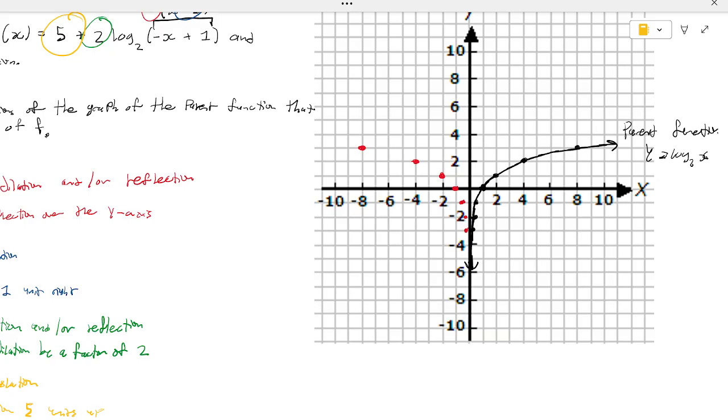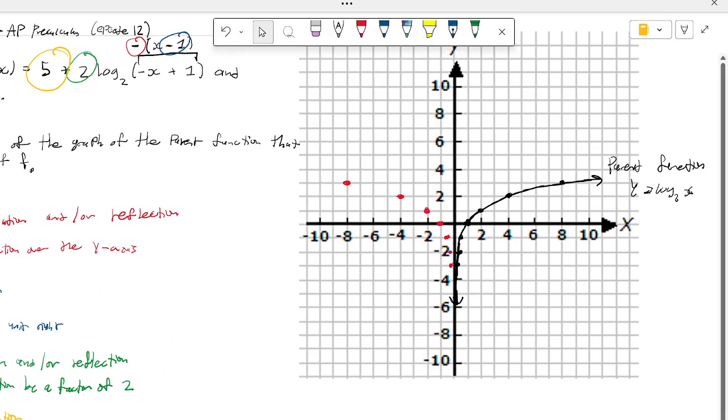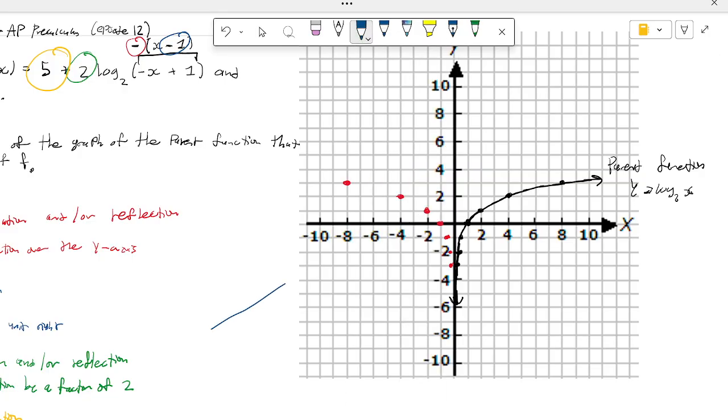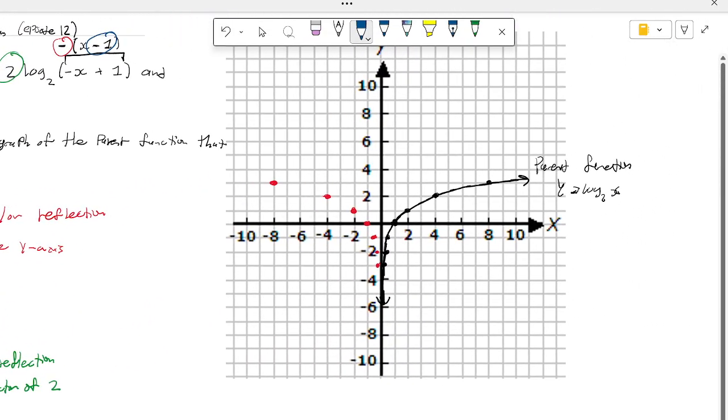Okay. Then we want to translate it horizontally. So that is going to be right. Okay. 1 unit right. So this point is going to go there. That point is going to go there. Point's going to go there. And point's going to go there. Okay.